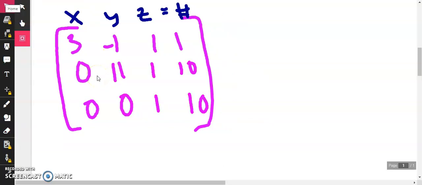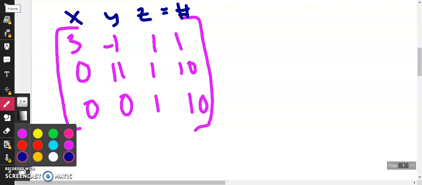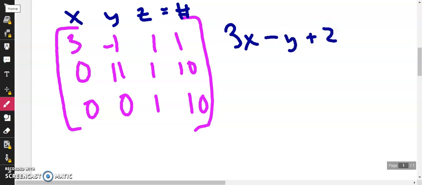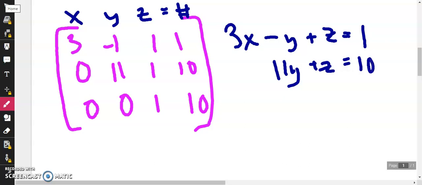So the last step that we're going to do is take the numbers in our simplified matrix and put them back into an equation. So you can solve it using substitution like we did in part 1 of this unit. So I should see 3x minus 1y plus 1z equal to 1, 11y plus 1z equal to 10, and then 1z equal to 10.